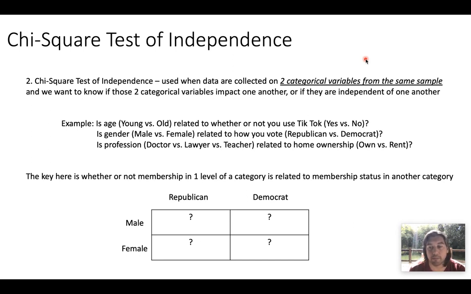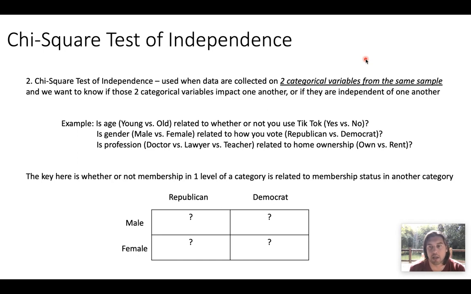And a third example to maybe help drive the point home, we don't just have to have 2 and 2. You can have multiple options within these categories. So for example, is profession, doctor, lawyer, teacher, related to home ownership, whether you own or you rent a home? So it doesn't have to be just two options within each category. We can have multiple options.